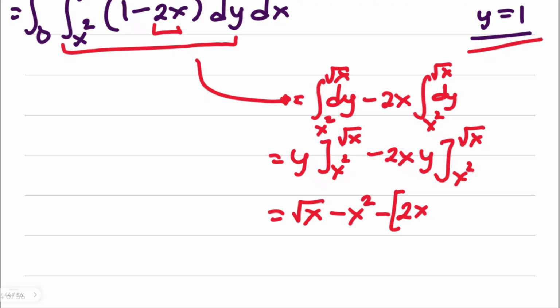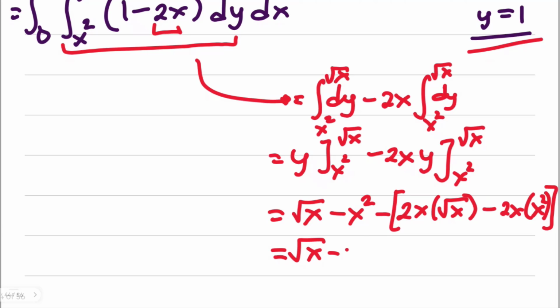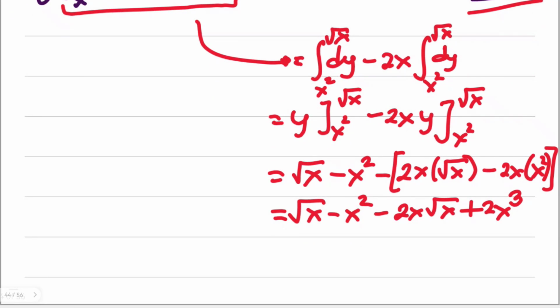Take note, let's group that because it's preceded by a negative sign. So you will have here times your upper boundary, square root of x, minus 2x, and you have here x squared. Okay, so hopefully it will be clear. Square root of x minus x squared, this will become minus 2x square root of x plus 2x cubed. If you don't want square roots, you will have x to the power of 1/2 minus x squared, and you have here minus 2, that's of course x to the power of 3/2, that's 1 plus 1/2, and plus 2x cubed.